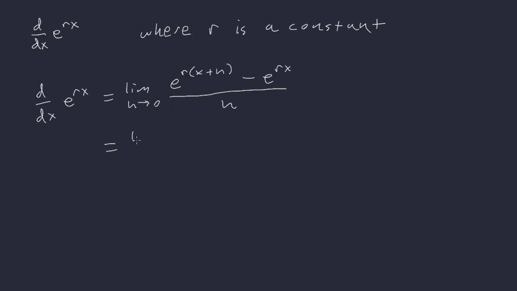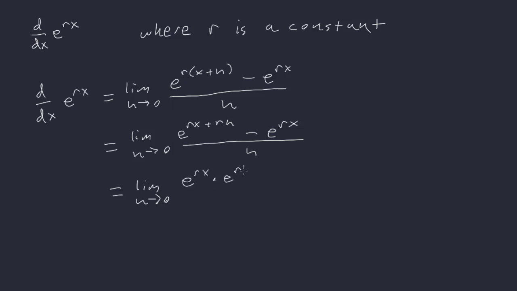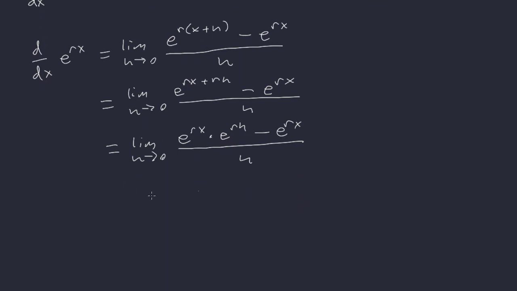Okay, so this will be the limit as h goes to 0 of e to the rx plus rh, when you distribute that, which I'll go ahead and write as another step. Then, like we did before, this will be the limit as h goes to 0 of e to the rx times e to the rh, minus e to the rx.